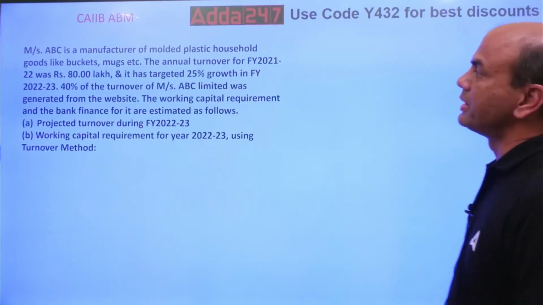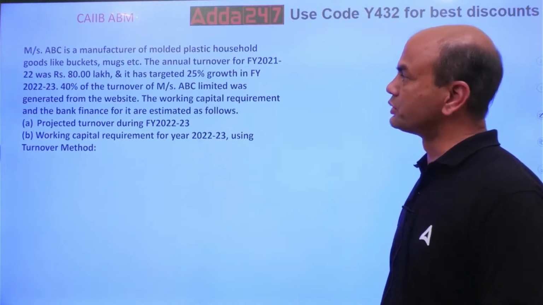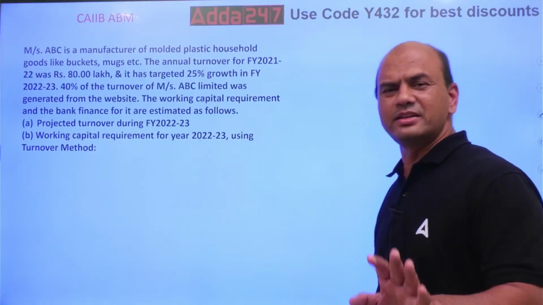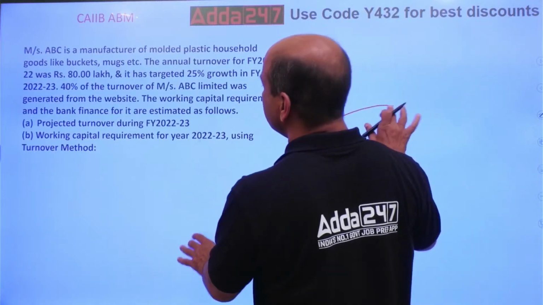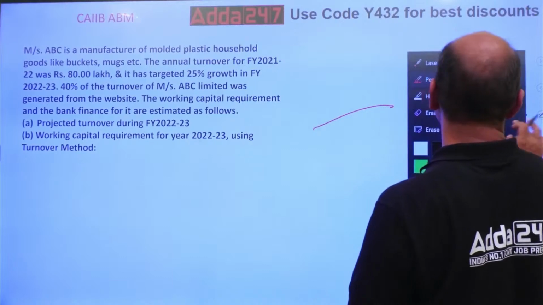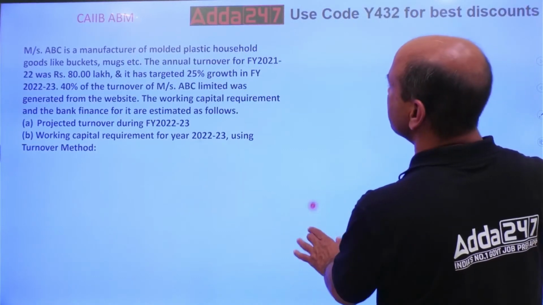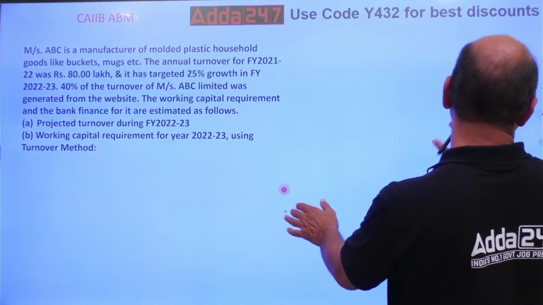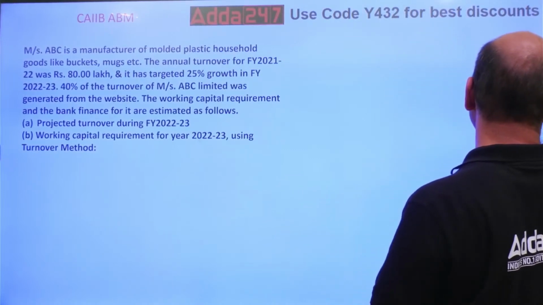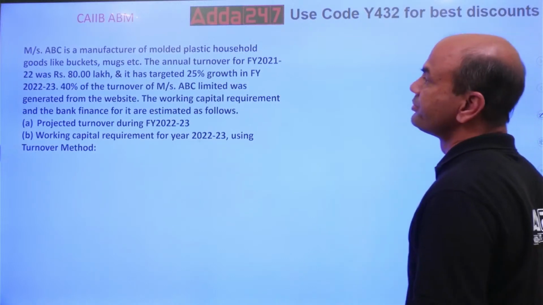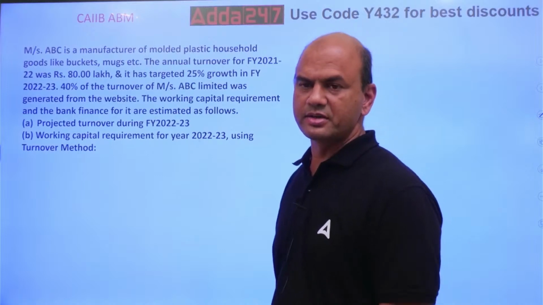ABC is a manufacturer of molded plastic household goods like buckets, mugs, etc. Basically, what does it mean? This company is a manufacturing company. Okay? It means that this company is manufacturing. Is it expanding? Let me see. No. It's not expanding over here. So, ABC is the manufacturer.